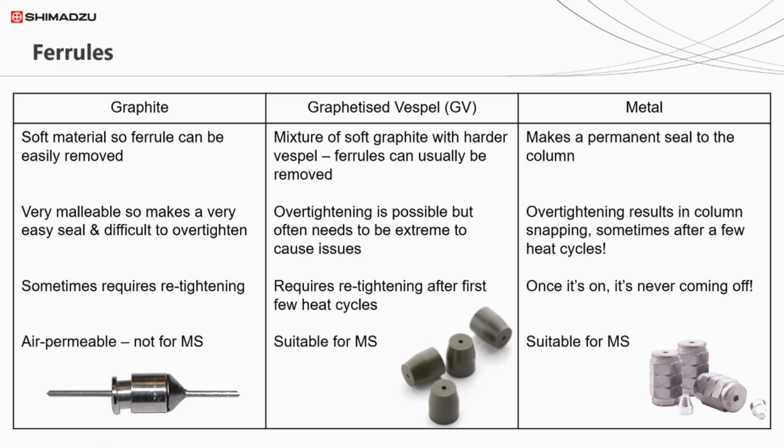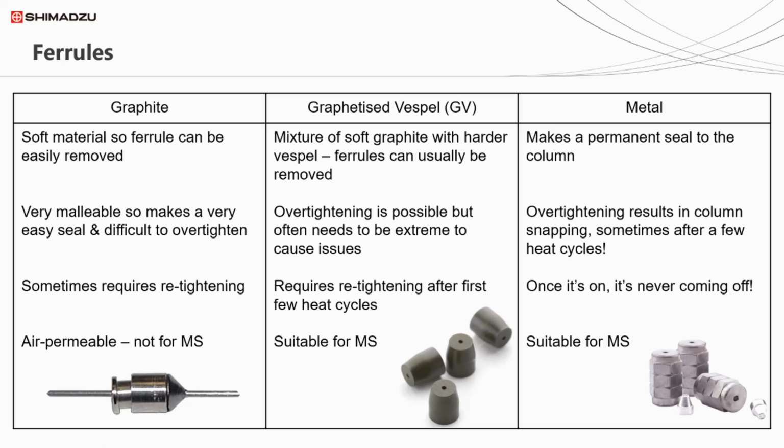The downside with graphite ferrules is that they're air permeable, so can't be used in vacuum systems, like MS or SCD. To overcome the air permeability, graphite can be mixed with a harder material called Vespel to form a hybrid graphitized Vespel ferrule. These are the most commonly used ferrules for GCMS. By adding a harder material, over-tightening does become slightly more problematic, so some care does need to be taken.